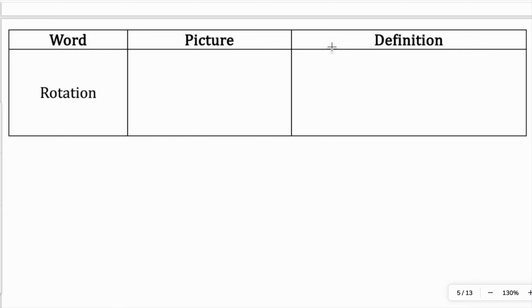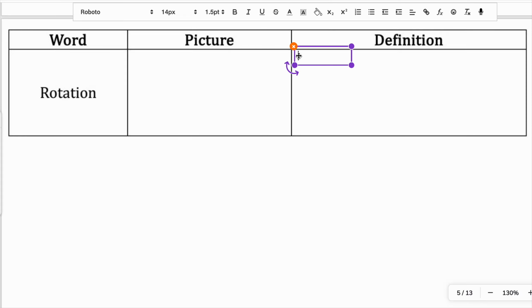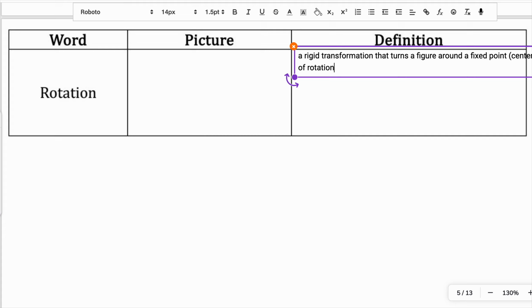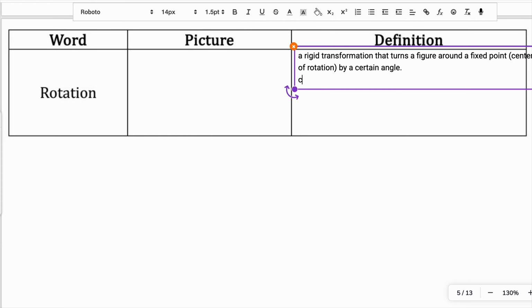First thing we want to define is what is a rotation. So I'm going to type this in our definition box. So we're going to have a rigid transformation that turns a figure around a fixed point, which is the center of rotation, by a certain angle. Usually you have counterclockwise and clockwise, so make sure you know those two directions. Today our main focus will be counterclockwise.